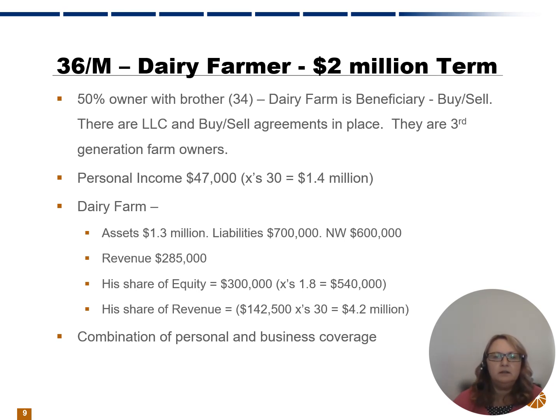So his share of the equity, so his part of the 600,000 net worth, he has half, so it's 300,000 times 1.8 for the multiple is 540,000, and his share of the revenue of 142,500, so it's that 285 times 0.5 because he only owns a half, and we do 30 times that, we get to 4.2 million. So we can see here this is most likely a combination of personal and business coverage, and we can get to the 2 million that he's applied for here, looking at this from several different angles.